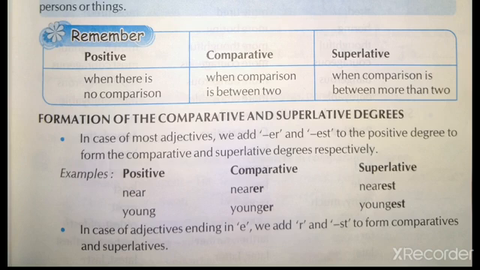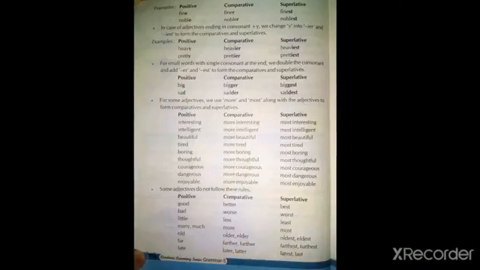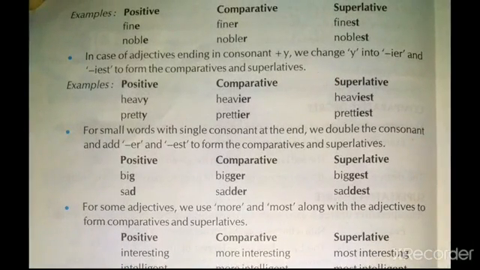The next point is, in case of adjectives ending in E, we add R and ST to form comparative and superlative. Here we are not adding ER or EST. Instead of that we use only R and ST. Example: fine, finer, finest. Noble, nobler and noblest. Here the adjective ends with E and that's why we use only R and ST.